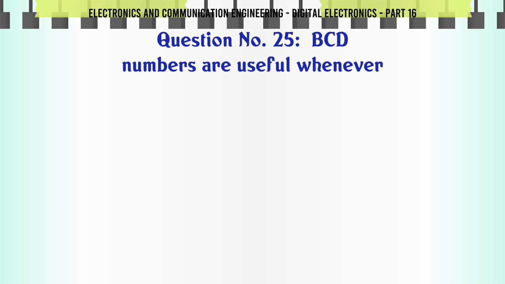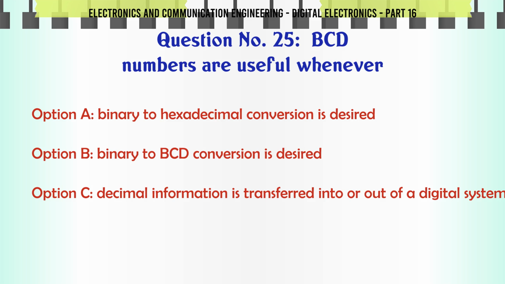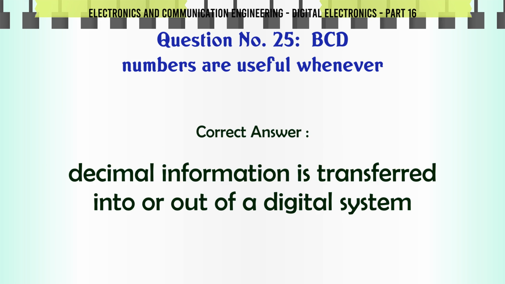BCD numbers are useful whenever: A. binary to hexadecimal conversion is desired, B. binary to BCD conversion is desired, C. decimal information is transferred into or out of a digital system, D. none of the above. The correct answer is decimal information is transferred into or out of a digital system.